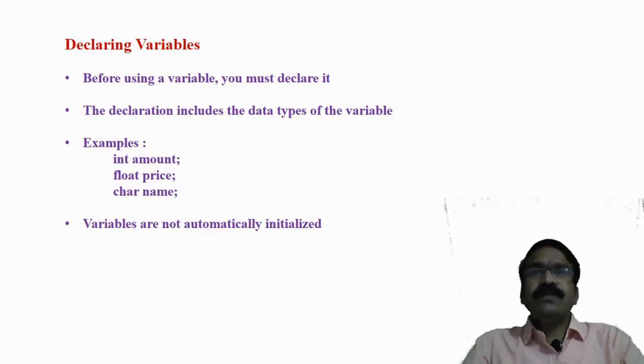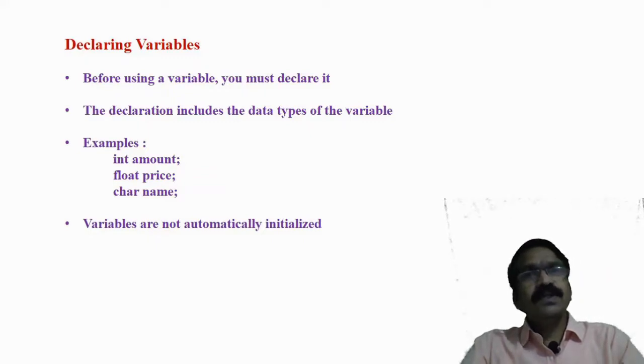Before using any variables, we must declare the variable names. Whatever data we want to use in our program, that must be declared before the use of it. The declaration includes the data types of the variable. As here I declare 3 variables: amount, price and name of the item.